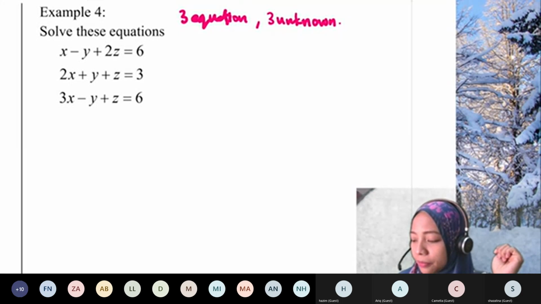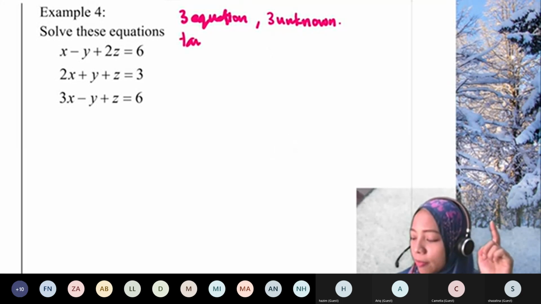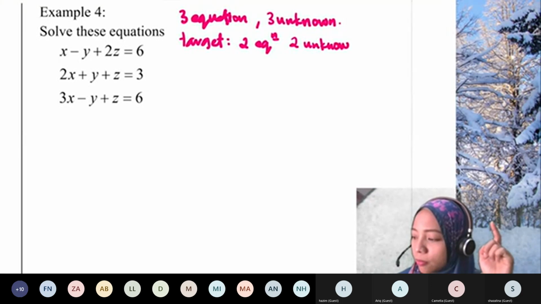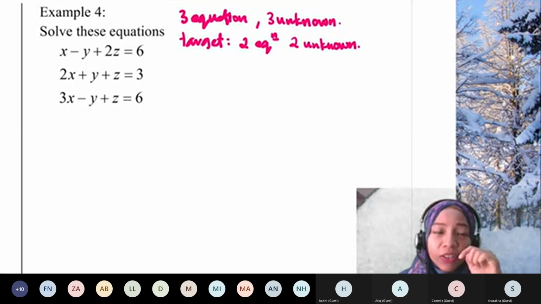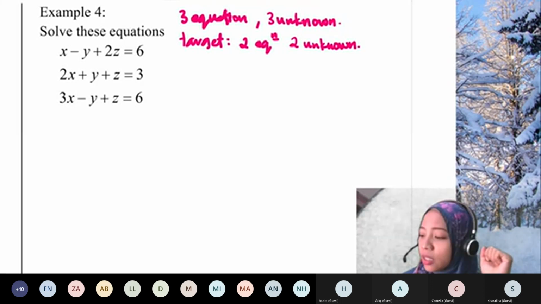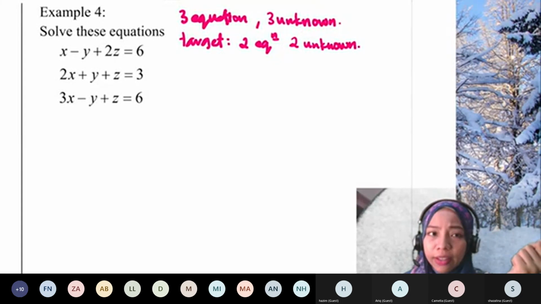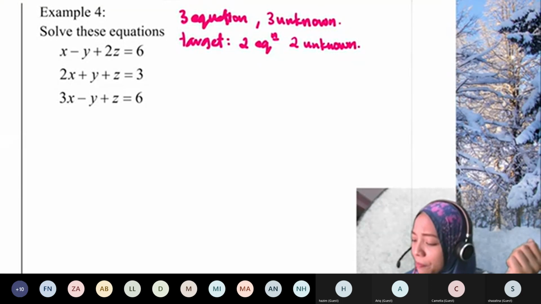Okay. So your target must be to get 2 equations, 2 unknowns. If you eliminate Z, later on you have to eliminate Z from the other pair as well. Or if you want to eliminate Y, equations 1 and 2, and then 2 and 3, without Y as well. Whether you want Y or Z, we can do either. Maybe you want to do Y, okay.